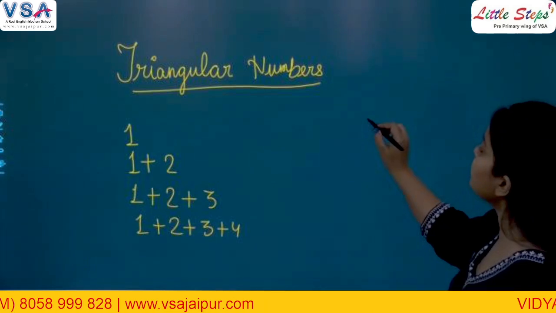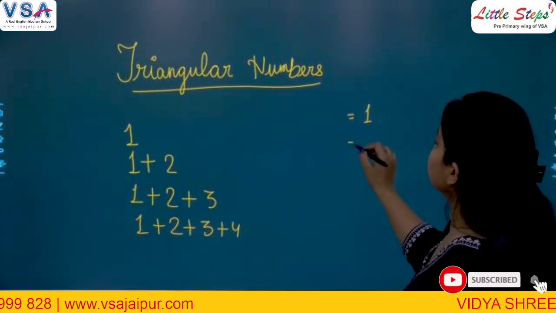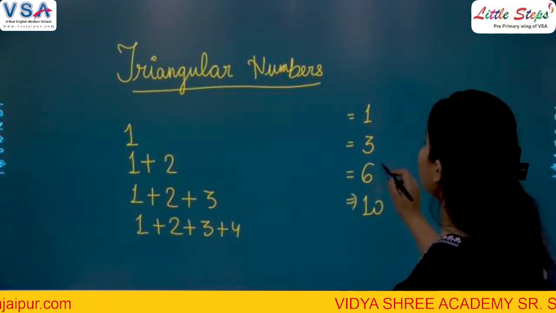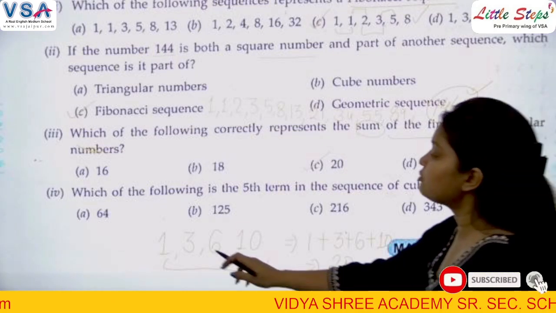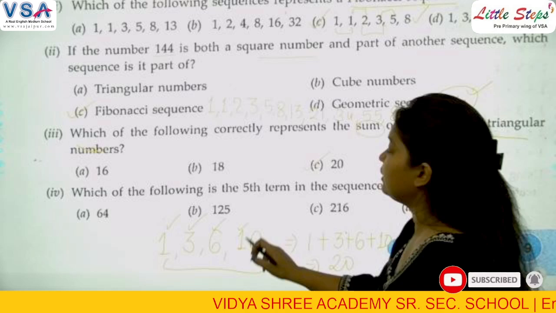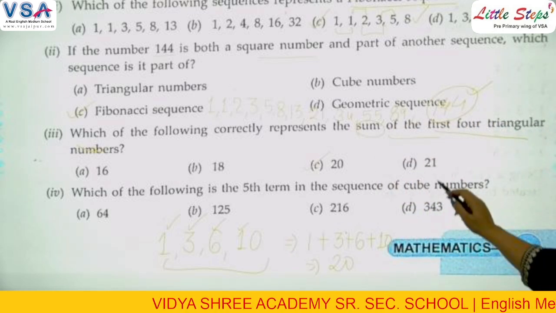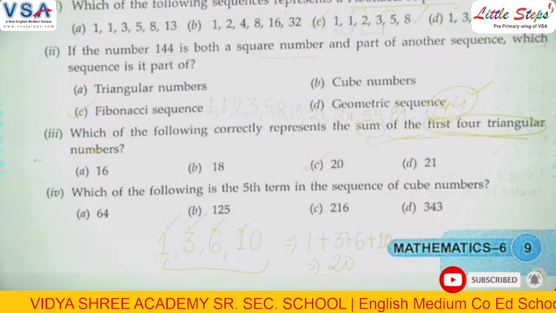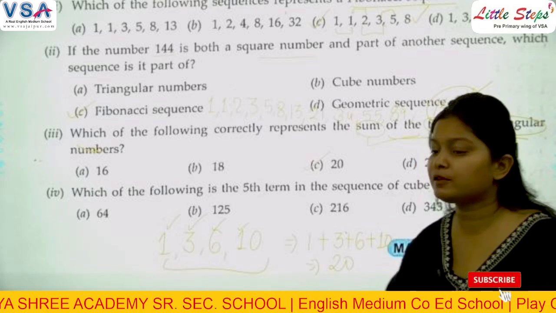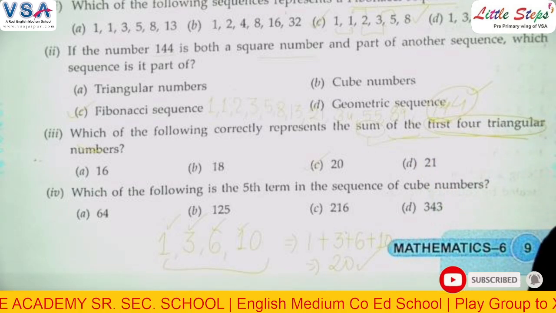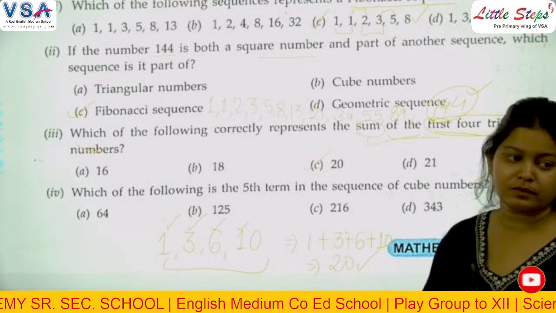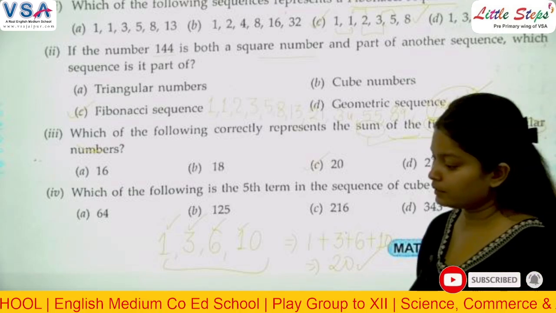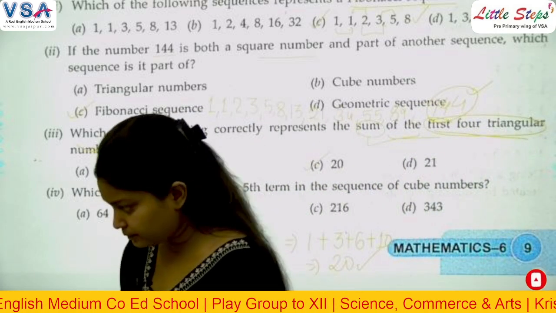The first triangular number is 1, 3, 6, 10. These are the triangular numbers. The question is asking us to add them. First 4 numbers. Sum means we have to add the 4 numbers. When we add the 4 numbers, what do we get? 20. 20 is the answer. Option C is the correct answer. Now it is clear. Let's move on to the next part. Fourth part.